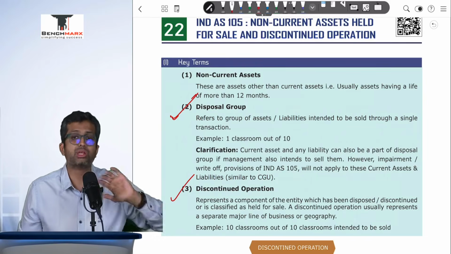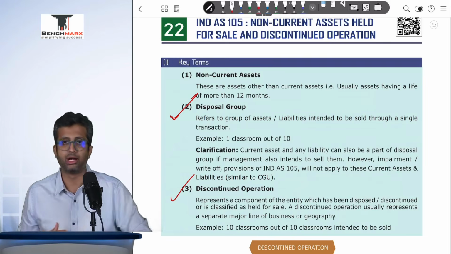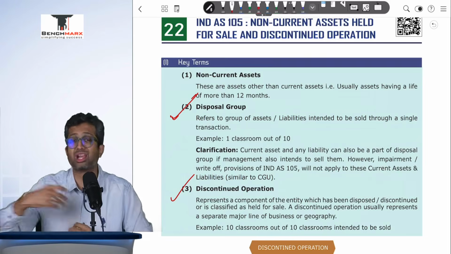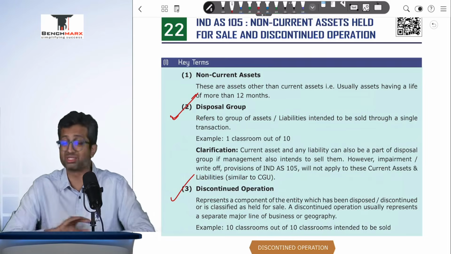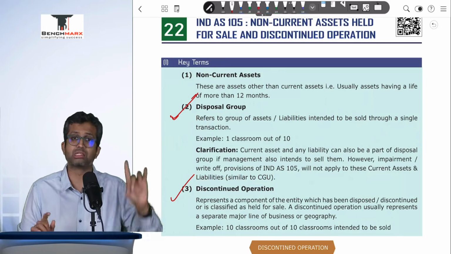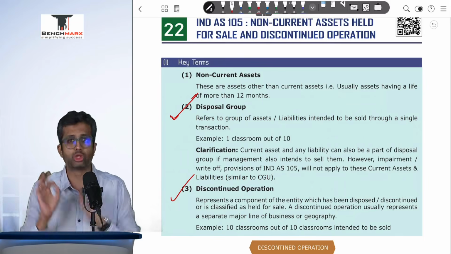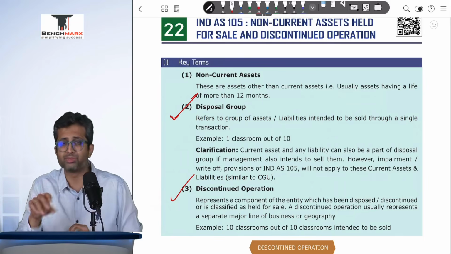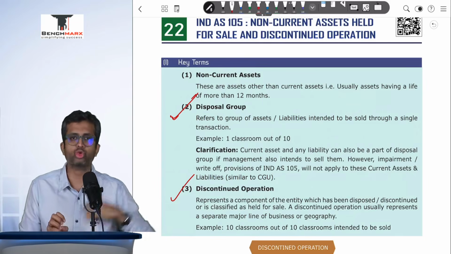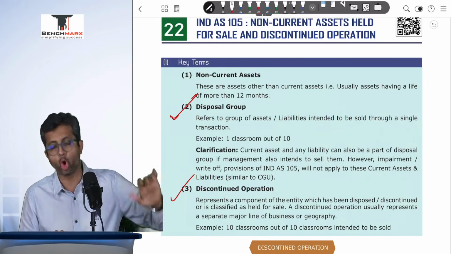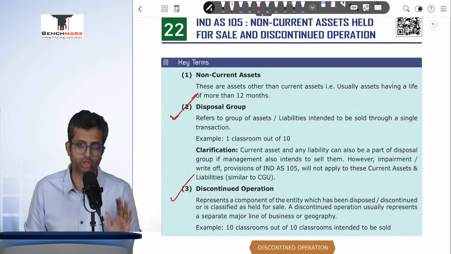Or there may be a discontinued operation, like there may be a segment in Ukraine that I have discontinued, or a particular business that I have abandoned, in which case that is a discontinued operation. But because I'm not holding it for sale, I cannot say it's a disposal group held for sale. So over here, there can be an MCQ where you might be tested to check whether it is a discontinued operation or a disposal group or both or none of them.